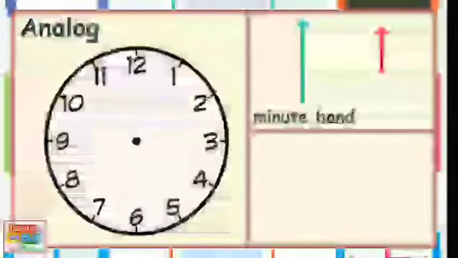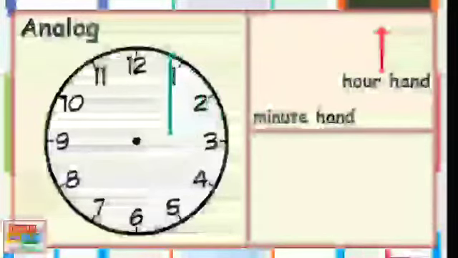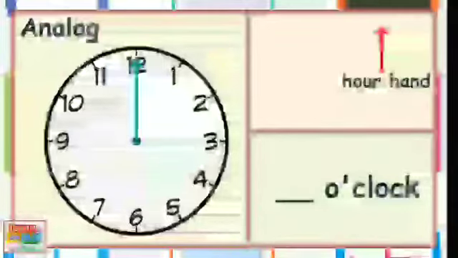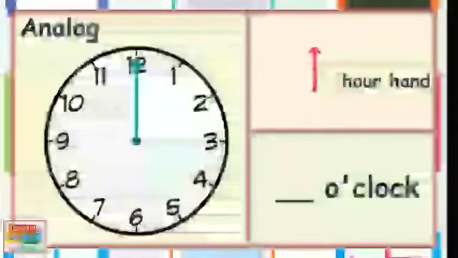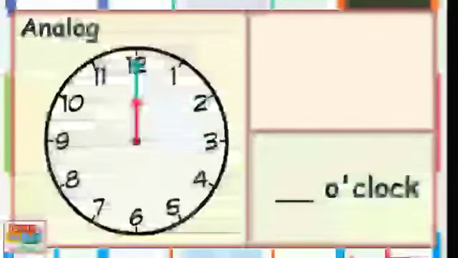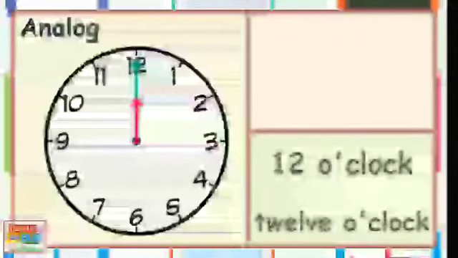An analog clock has two hands. We call the long hand the minute hand, and we call the short hand the hour hand. When the minute hand is pointing to the number 12 on the clock face, we say it is something o'clock. The number that the hour hand is pointing to will tell us what hour we are in. Right now, the hour hand is pointing at the number 12. So the time on the clock is 12 o'clock.